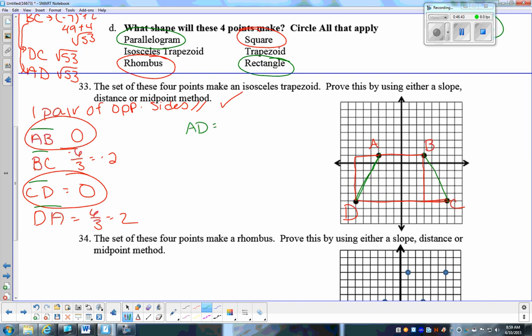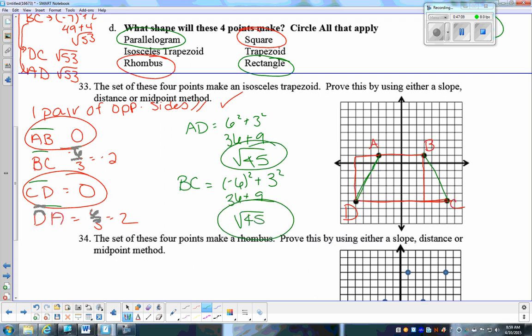AD would be 6 squared plus 3 squared, which is the square root of 45. And BC is negative 6 squared plus 3 squared, which is still 36 plus 9, which is the square root of 45. So since we have one pair of opposite sides parallel, and then our legs are congruent, we have our isosceles trapezoid.